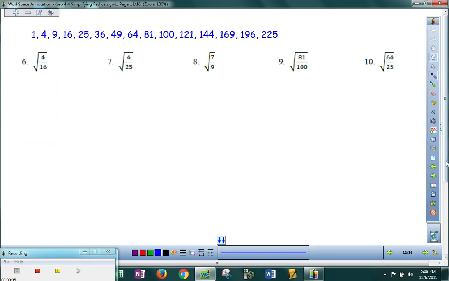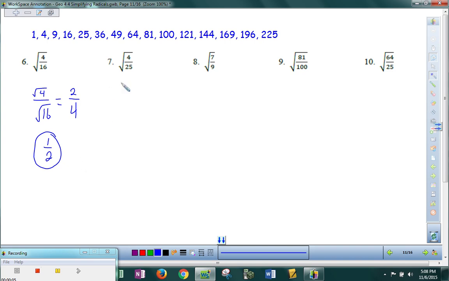All right, let's use that same process for the next one. If we've got the square root of 4/16, that is the square root of 4 over the square root of 16, which gives us 2 over 4. The problem with this one is that 2 over 4 isn't as simple as it can get. You do have to check for that. We know there's a 2 in common with both of them, so this reduces to 1/2.